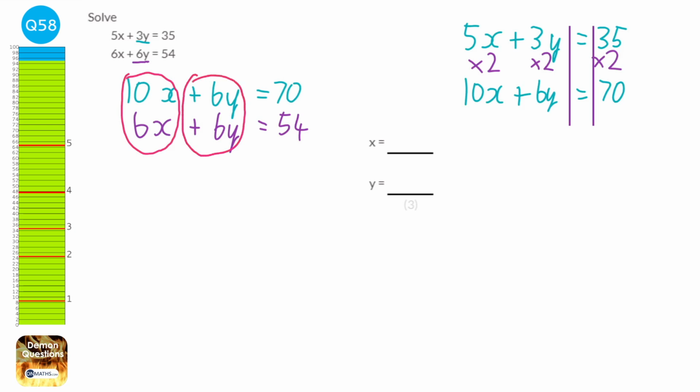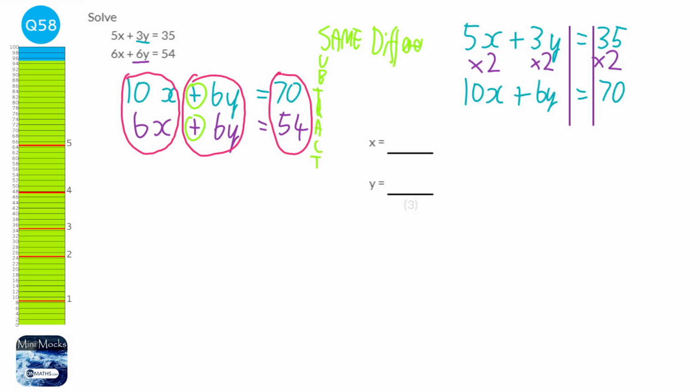Now we're either going to be adding or subtracting these, and the way of telling is looking at the sign before the 6y's, the matching coefficient, and if they're the same, then we subtract. If they are different, then we add. Now these are both the same, they're both positives, so we are going to be subtracting. So we're going to subtract the top ones from the bottom ones.